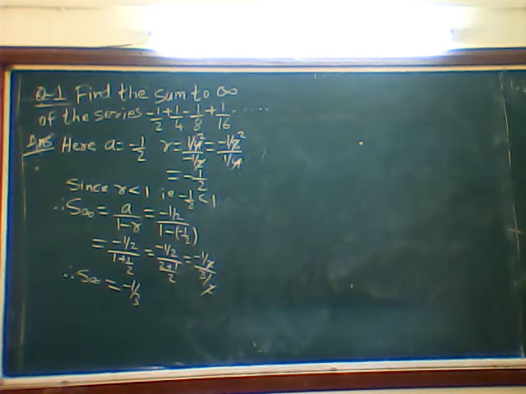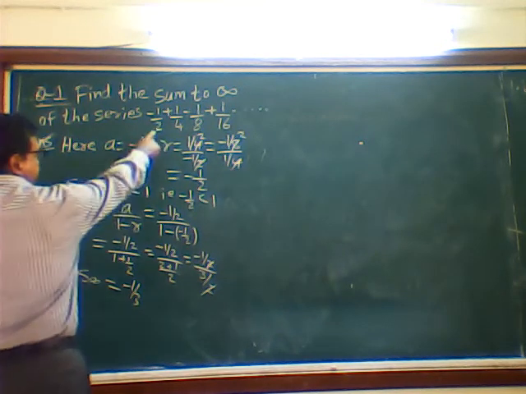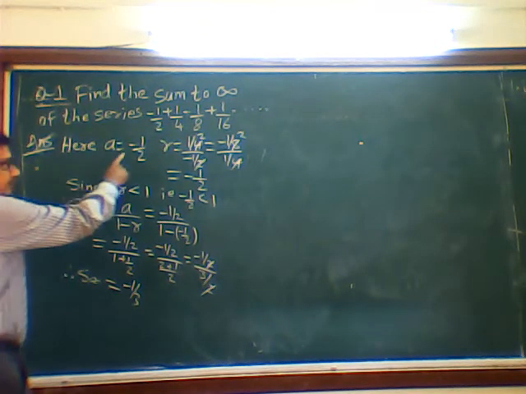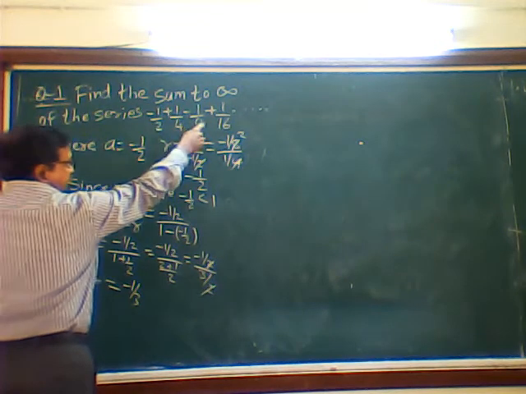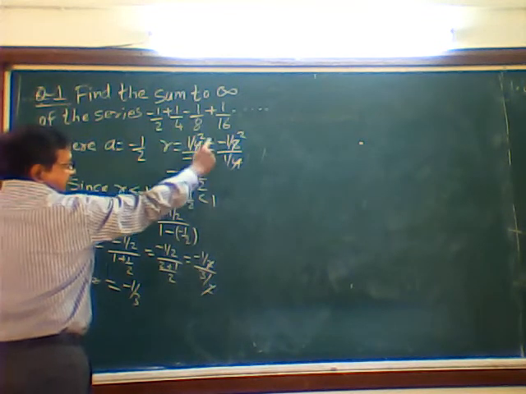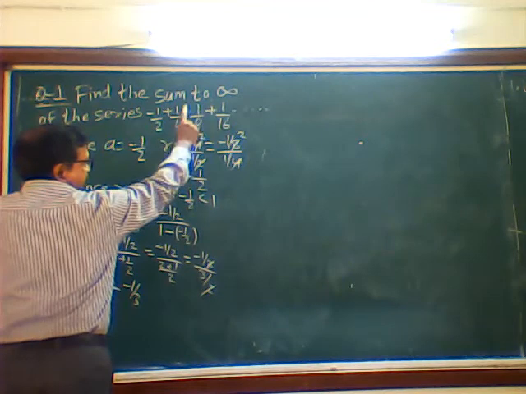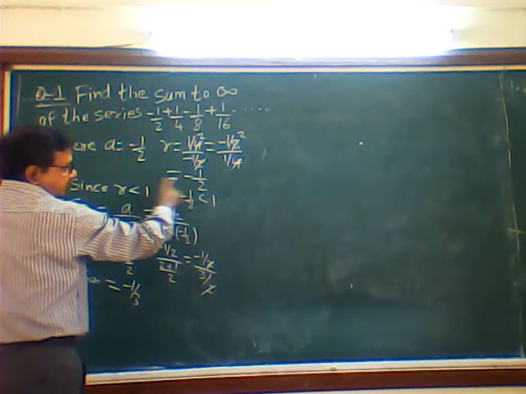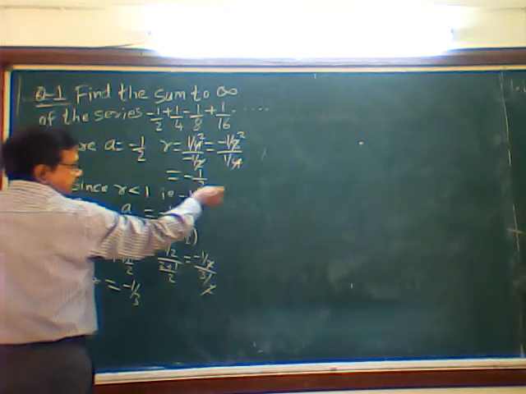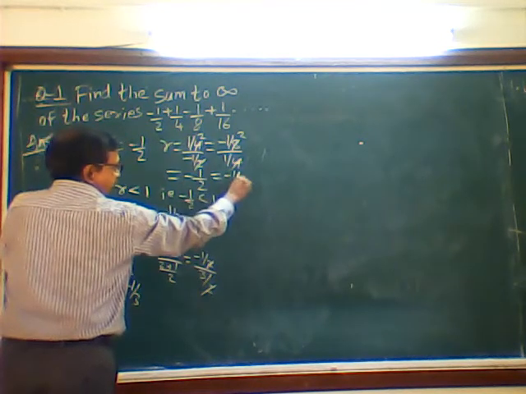Got it? So from the series what is there? First term is a, minus half. Then r is what? 1 upon 4 divided by minus half. Minus 1 upon 8 divided by 1 by 4. That way you can do it. 1 upon 16 divided by minus 1 upon 8. So you are going to get a common ratio, a constant ratio. That is minus half only. Here also I am getting minus half only.